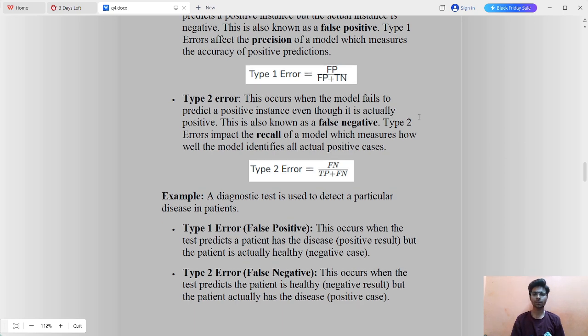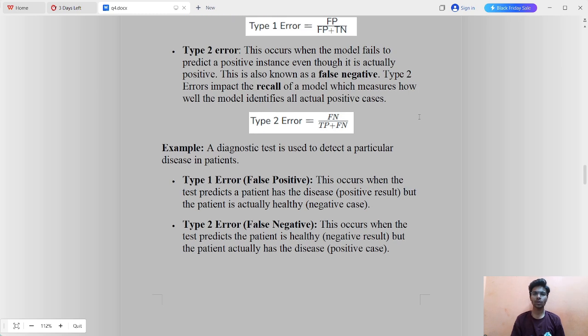Example, a diagnostic test is used to detect a particular disease in patients. Type 1 error is a false positive. This occurs when the test predicts a patient has the disease, a positive result, but the patient is actually healthy, a negative case. In type 2 error, false negative. This occurs when the test predicts the patient is healthy, a negative result, but the patient actually has the disease. It is a positive case.